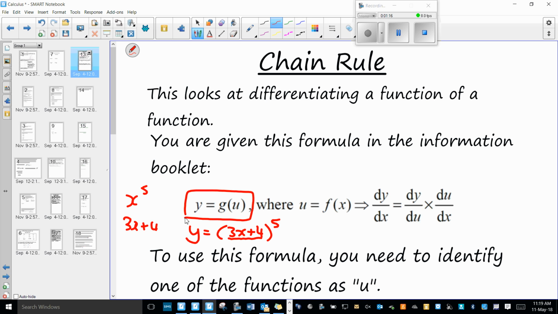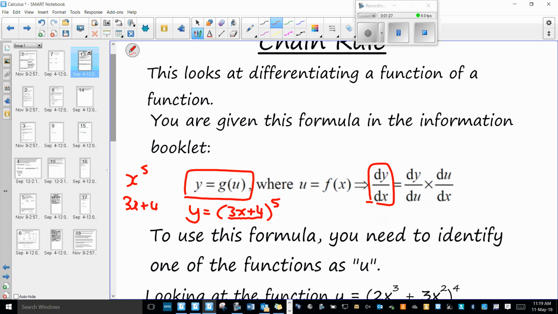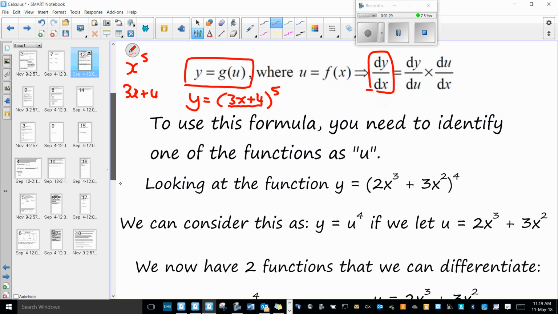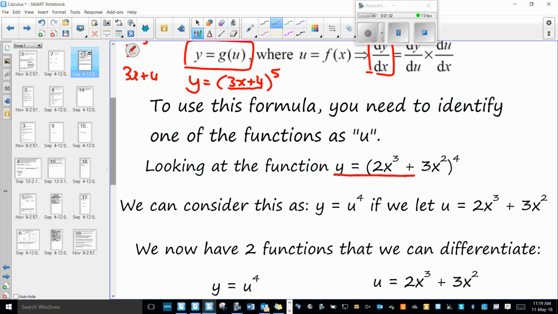So we know that we're trying to find the derivative, and what they do here is they split this up. The best thing to do is to go through an example. So we're going to look at this question here. What we would do is say that this part here would be called u. So u is 2x cubed plus 3x squared. That means that y would now be known as u to the power 4.